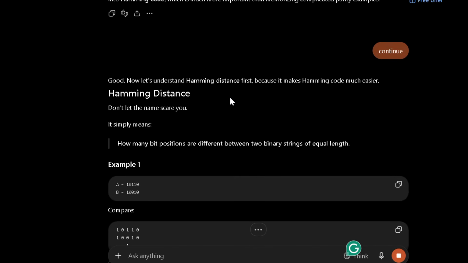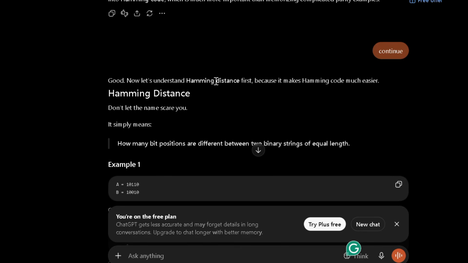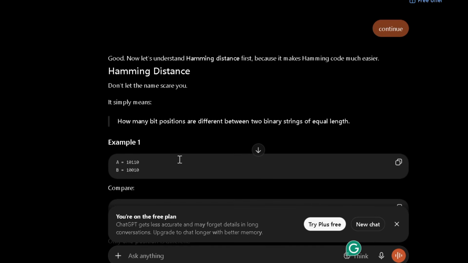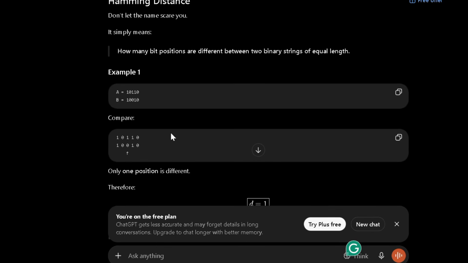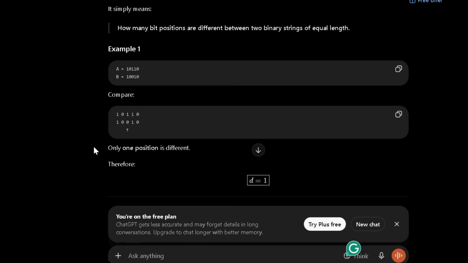Hamming distance first, because it makes Hamming code much easier. Hamming distance, don't let the name scare you. It simply means how many bit positions are different between two binary strings of equal length. Example, A is 10110, B is 10010. Compare 10110, 10010. Only one position is different, therefore D equals 1.